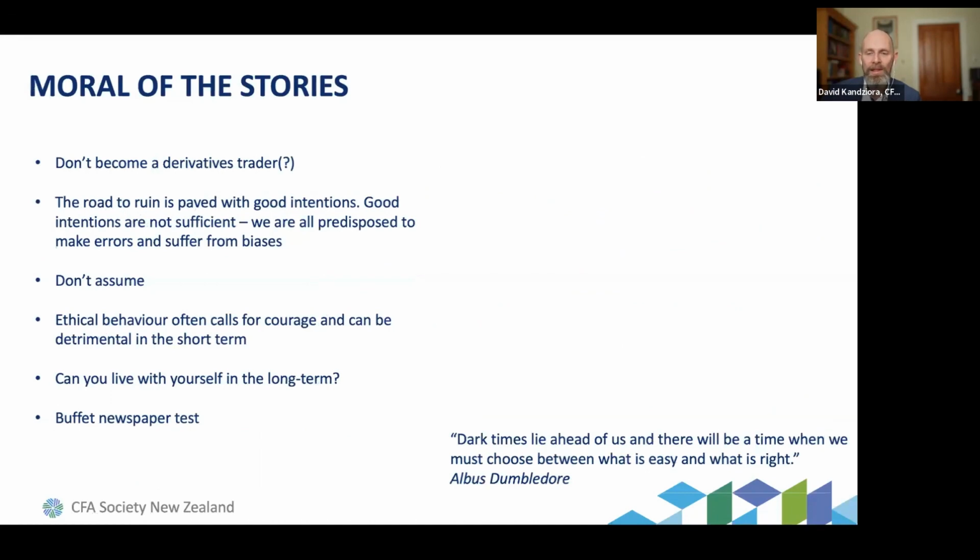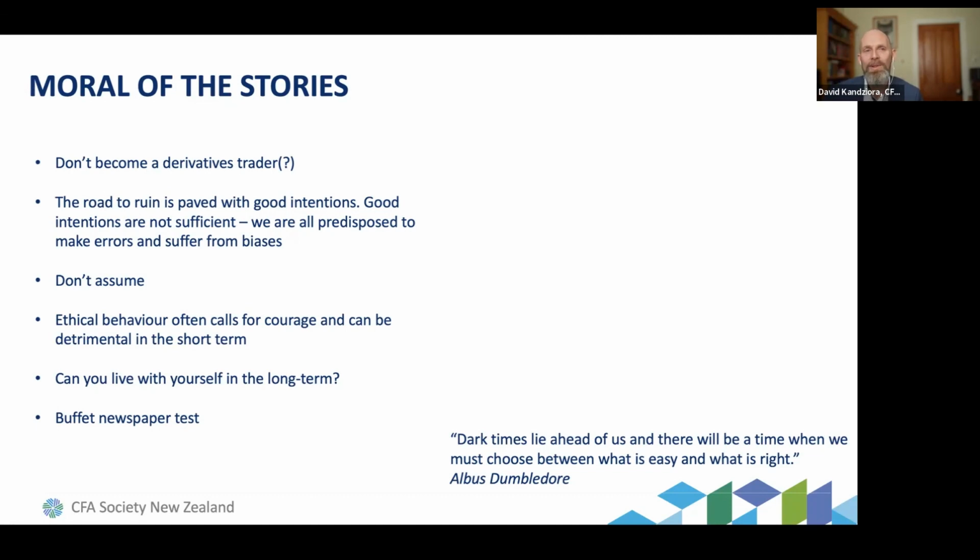Morals of the story: I'm starting to think the answer is don't be a derivatives trader, but the things to take out of it would be that the road to ruin is paved with good intentions. A lot of these things weren't actually people trying to be fraudulent. You do some trades and people actually pay off and say, good work, that's really good, let's keep going there. But again, once it all goes pear-shaped, then they're not there to support you.